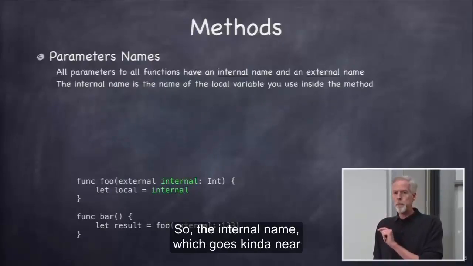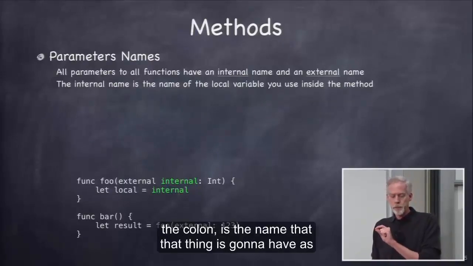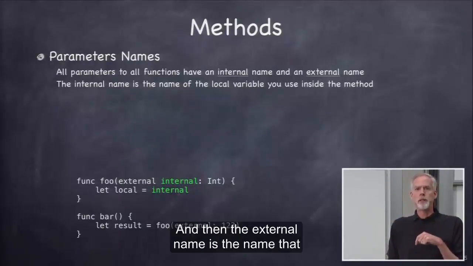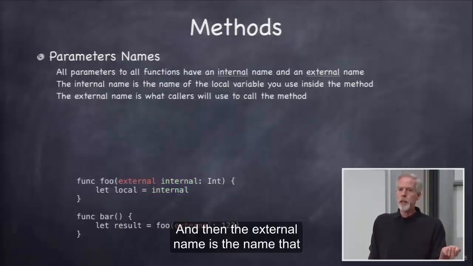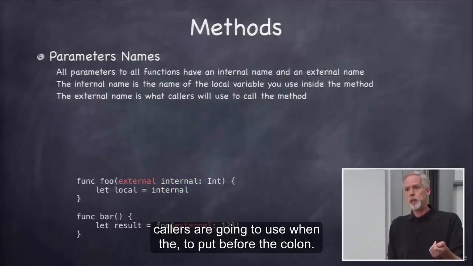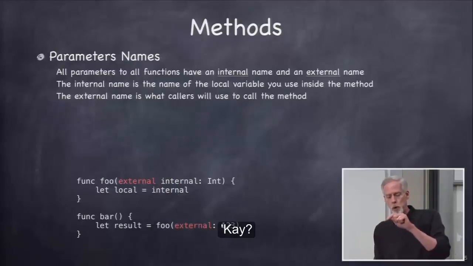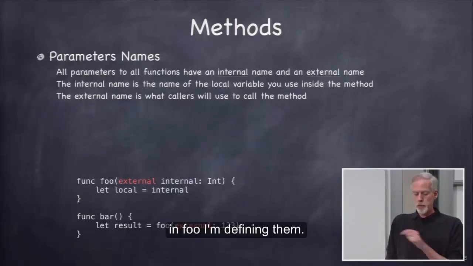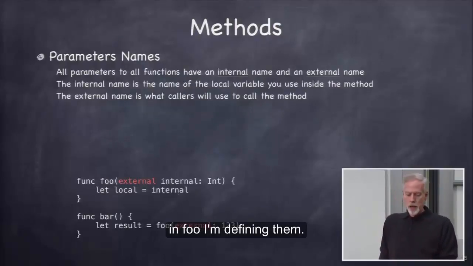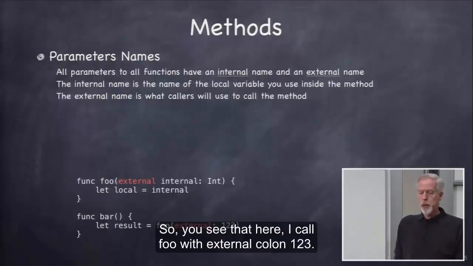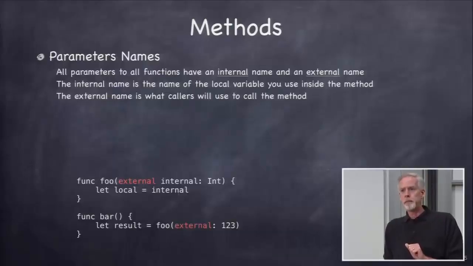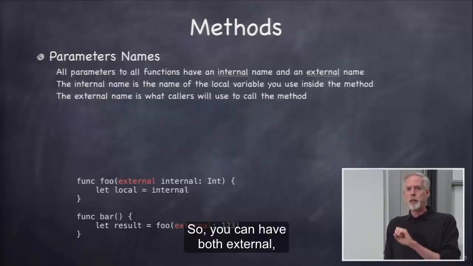The internal name, which goes near the colon, is the name that thing is going to have as a local variable inside the method. That's its internal name. And then the external name is the name that callers are going to put before the colon when they call the thing. So in bar there, I'm calling things, and in foo, I'm defining them. So you see that here, I call foo with external colon 123, even though internal to foo, that thing is called internal. So you can have both external and internal names.